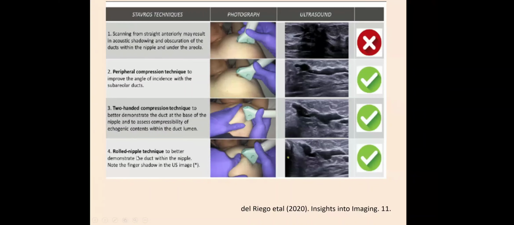Then the other technique is the roll nipple technique. In this, with the finger, we put the nipple over the finger with the help of the probe. The nipple gets rolled over the finger, and you then press with the transducer. The advantage of this technique is that you can see the dilated duct even within the nipple. So you can try all these maneuvers whenever you see a dilated duct in the retroareolar region. It will help you in the detection of any intraductal mass in the retroareolar region.